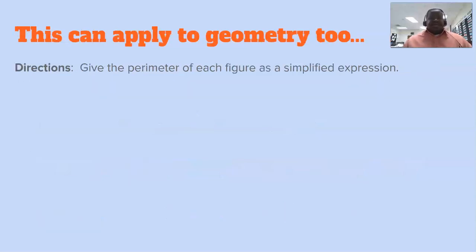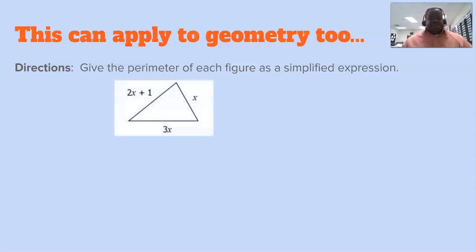This can apply to geometry too. So, okay, well, I hadn't had geometry yet, but you will, and you'll see algebra in it. It's everywhere, baby. All right, so directions. Give the perimeter of each figure as a simplified expression. So let's look at this triangle. 2x plus 1 on one side, x on the other, and then 3x at the bottom.